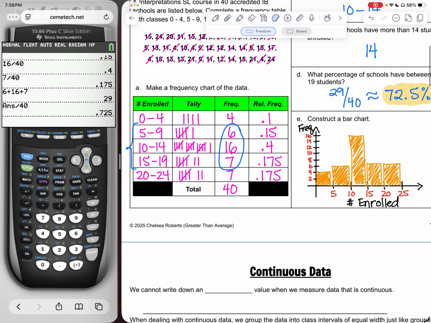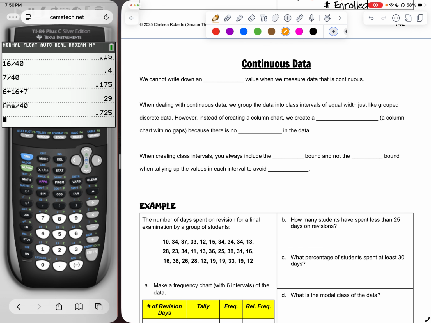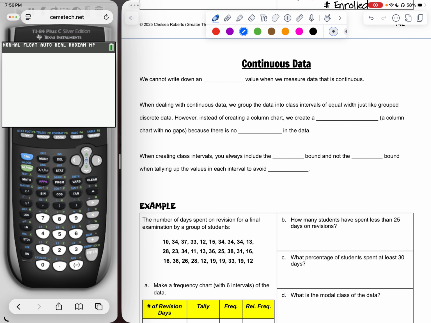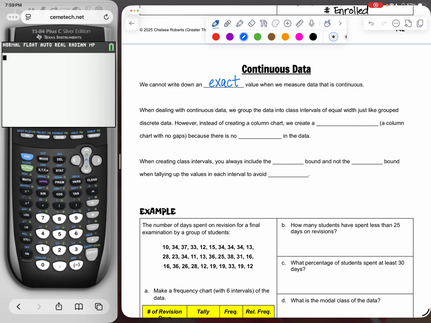So now let's look at continuous data. When we're dealing with continuous data, we use it because we cannot write down an exact value when we measure the data. That means that there may be some overlapping areas. So when dealing with continuous data, we group the data into class intervals of equal width, just like grouped discrete data. However, instead of creating a column or a bar chart, we create what we call a histogram.